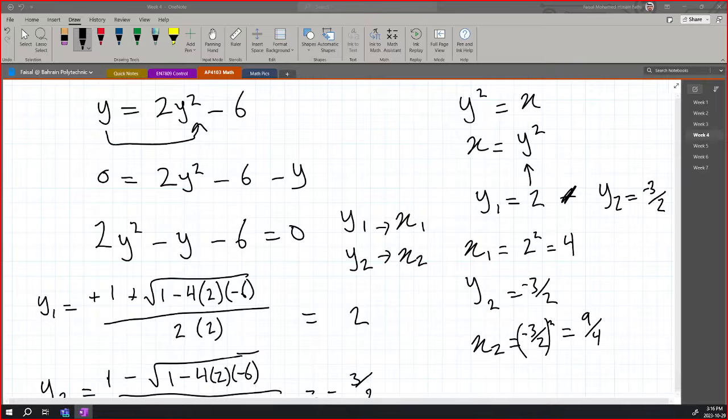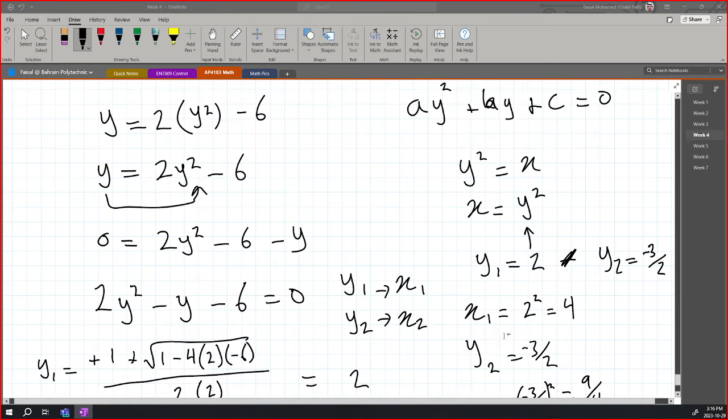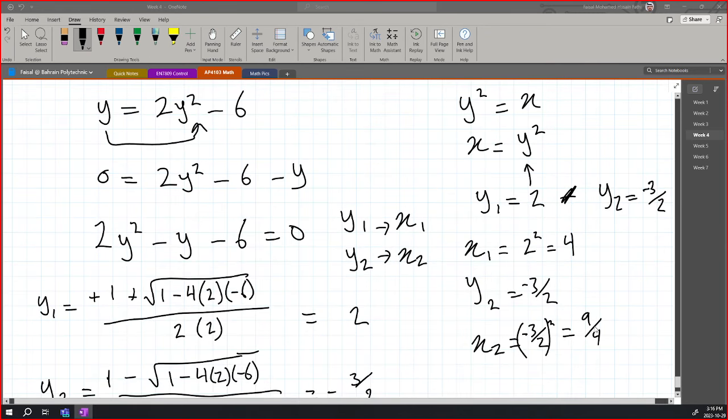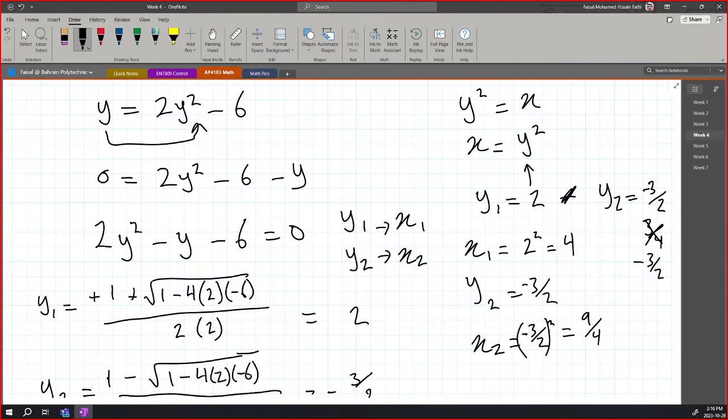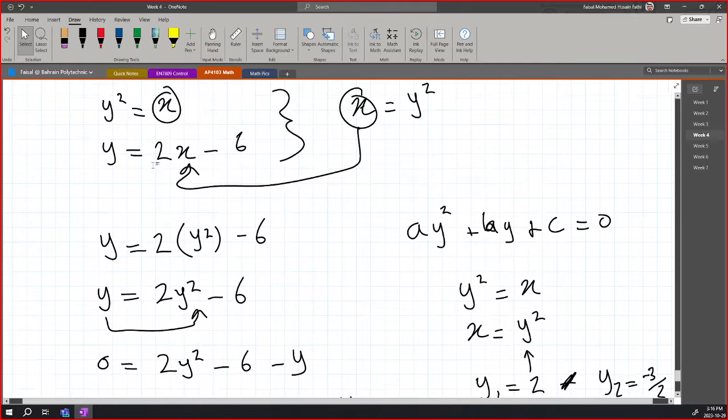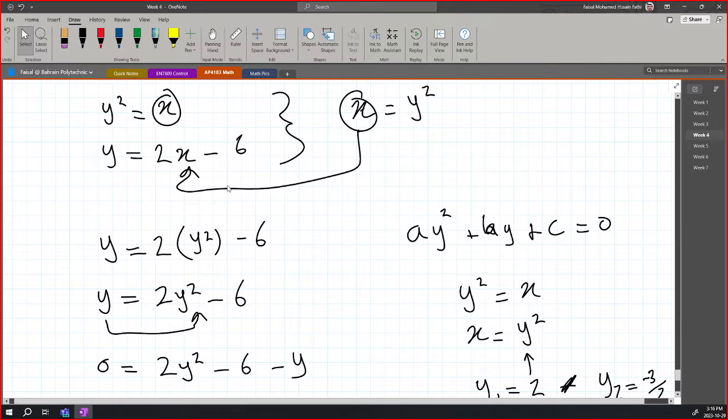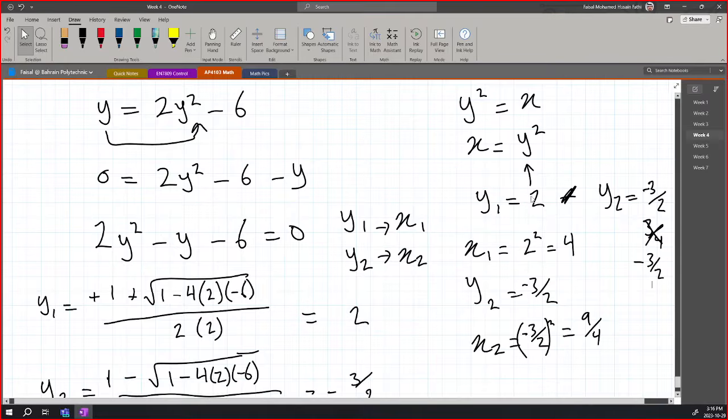Just one comment. In the worksheet, as I told you, there is a mistake: they wrote y2 is equal to 3 over 4, which is wrong. It's supposed to be minus 3 over 2. Everything else is correct, but this is the only mistake where they wrote minus 3 over 4. And of course you can always double check by plugging x back into this equation and making sure the y value is the same for both y1 and y2.